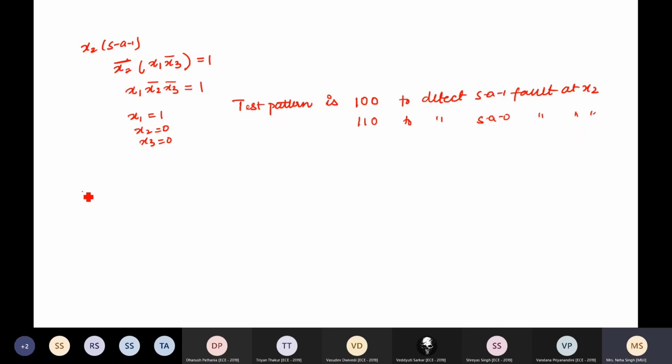Right? Quickly looking at another example, we have an AND gate. Let's say an AND.